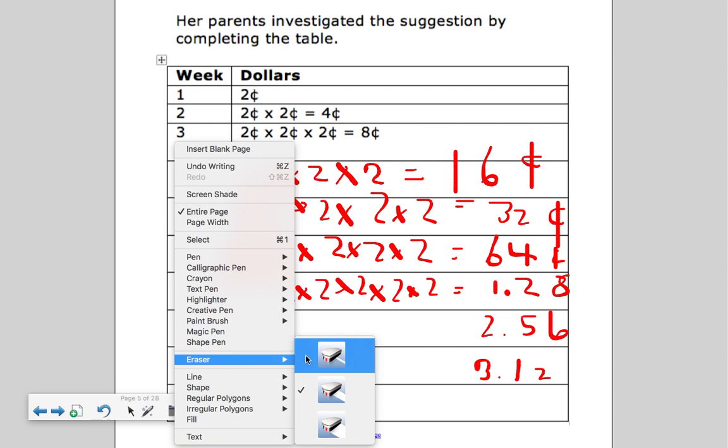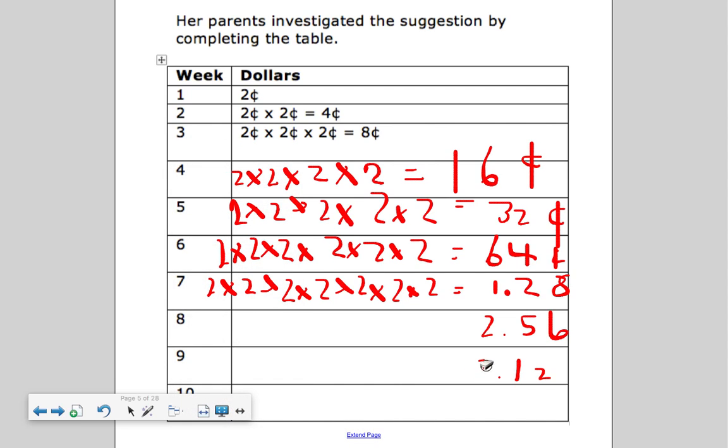Eraser, oh, here it is. Let's do that again. Let's get my calligraphy pen.